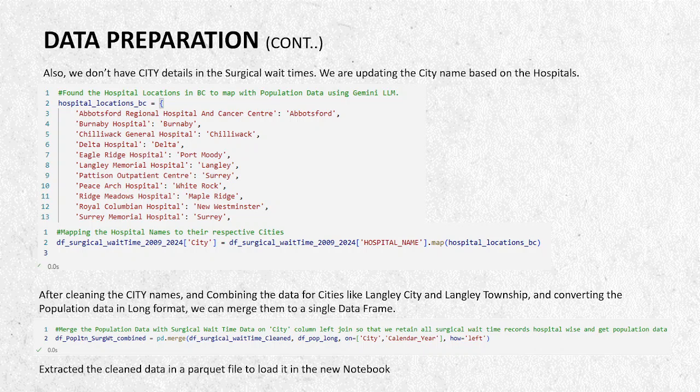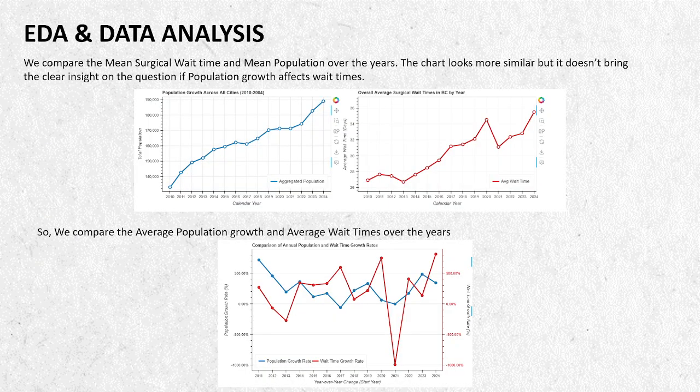We also need to combine the data in population for some cities, such as Langley Township and Langley City, and then we use the melt function to transpose the population data to merge it with the surgical wait times. We did all those things, and then we exported the clean data to a Parquet file, which is efficient for data processing and analytics for future use. And then I loaded that to a new notebook where I started with the data analysis and EDA.